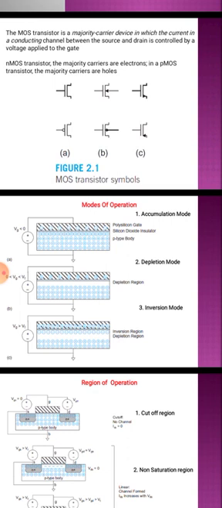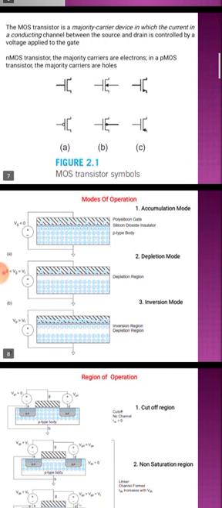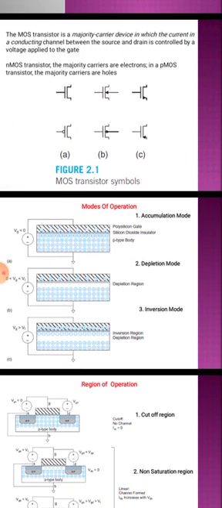In the second diagram, they have given the N-channel and P-channel MOSFET as a 4-terminal device. Here the fourth terminal is called bulk. In N-channel MOSFET, the bulk terminal has an arrow mark in the inward direction. And for P-channel MOSFET, the arrow mark in the bulk terminal comes in the outward direction.